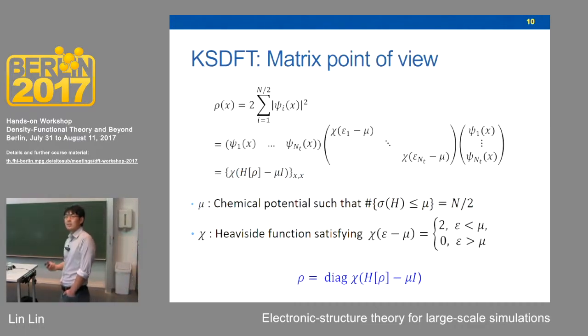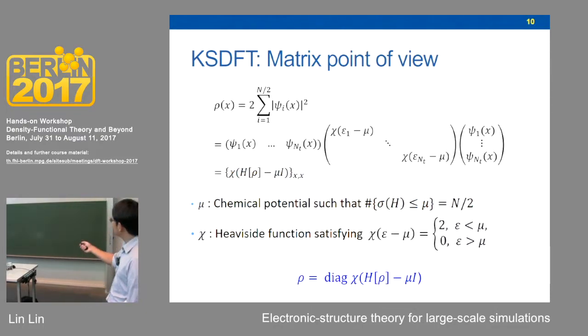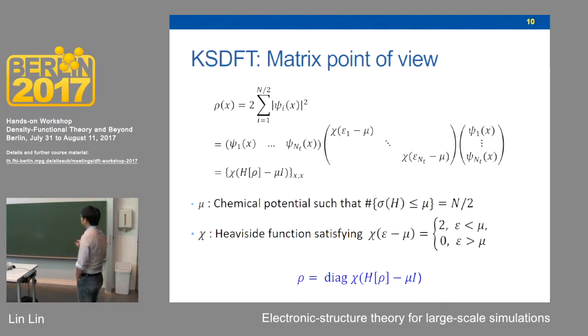Or for insulating systems with a gap, I can just simplify the whole Kohn-Sham DFT using this one line, which is: have a rho, I get the H, I have to choose a mu, I evaluate this matrix function, extract its diagonal, I get a new rho. Okay? The whole Kohn-Sham DFT can be written down in this one line if you are interested in the rho-to-rho map.